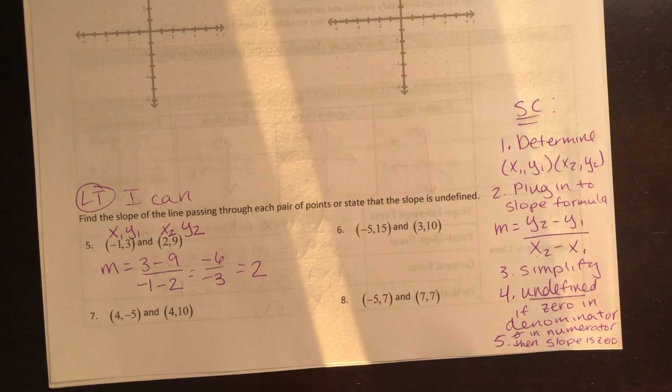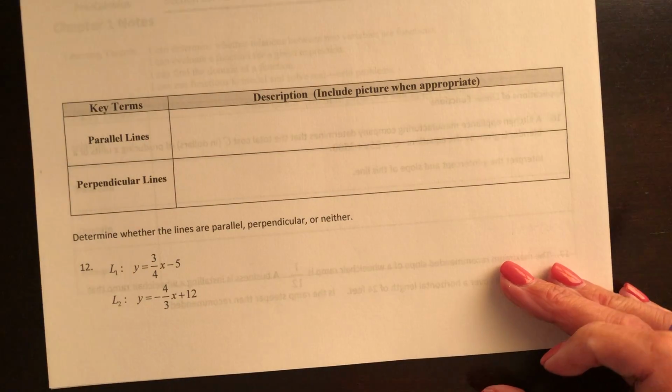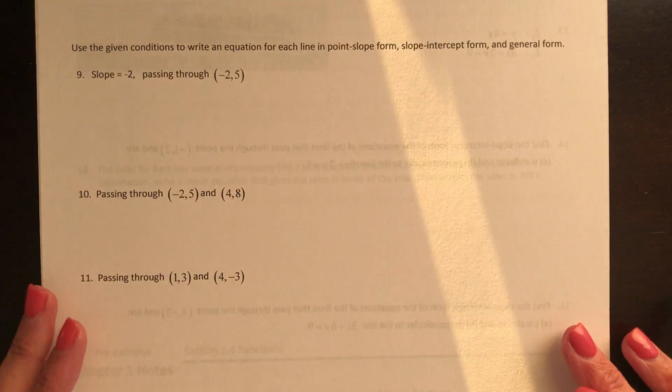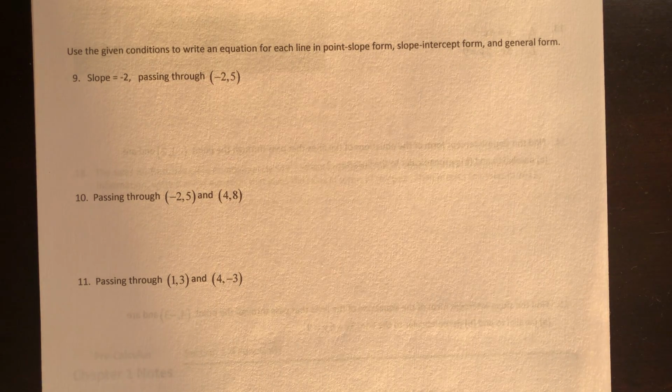All right, so you can try the rest of those on your own and then check them with the posted key in Google Classroom. All right, next one. Use the given conditions to write an equation for each line in point slope form and general form. So that is our learning target.